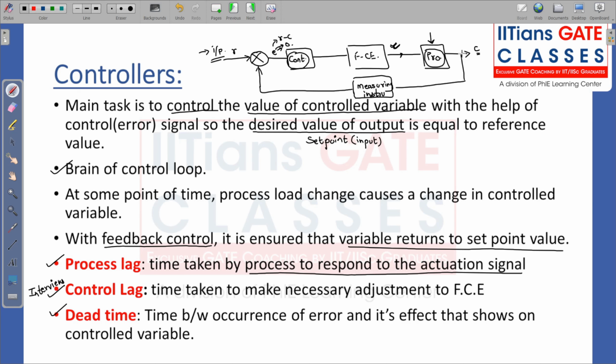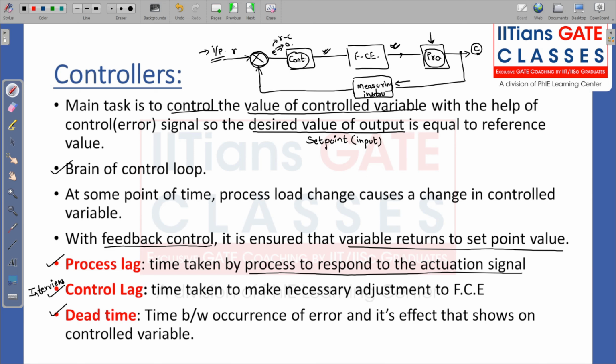So what happens? Basically, this is going to affect my output. Now this output is going to be measured by this measuring instrument, and this is going to be compared in this comparator, and my controller over here is going to make a decision that my error is increasing. So what it will do, it will generate an output. So this output is basically the input of final control element.